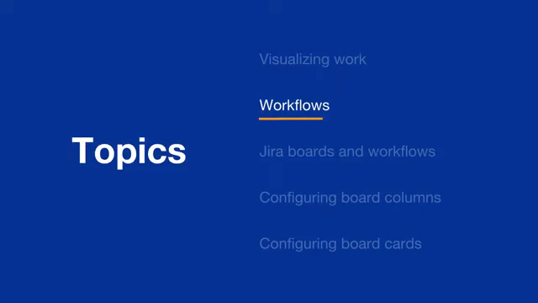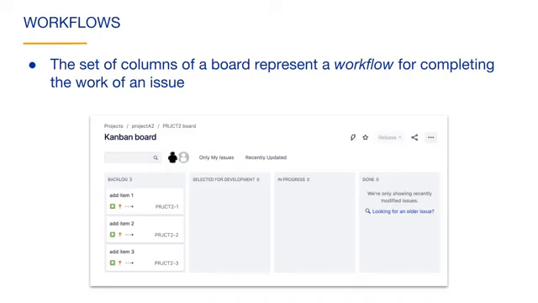Next, we will discuss workflows. The set of columns of a board represent a workflow for completing an issue. Workflows are used to model the processes involved in the project. Even though a workflow technically can be considered a model of a process, you often will find the terms workflow, process, business process, and value stream used interchangeably. They all represent breaking down the work into a series of steps.